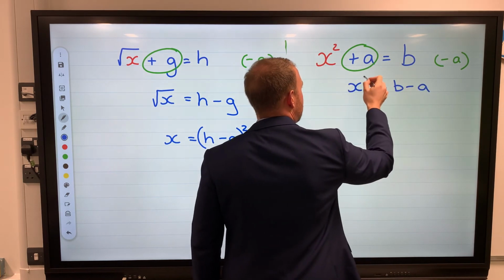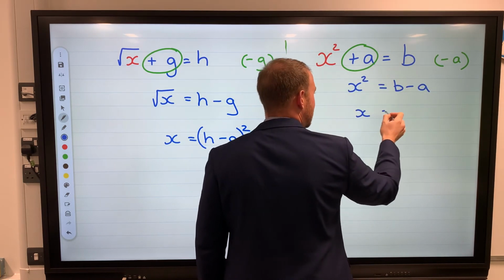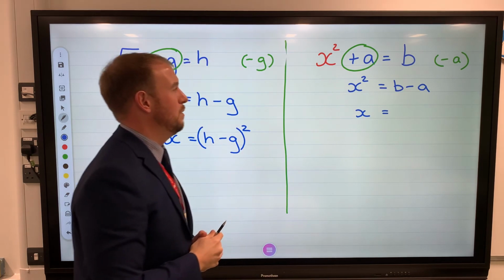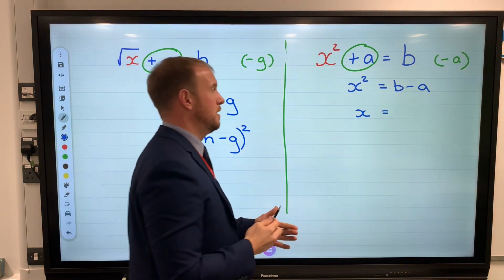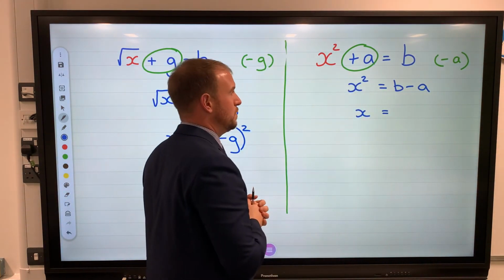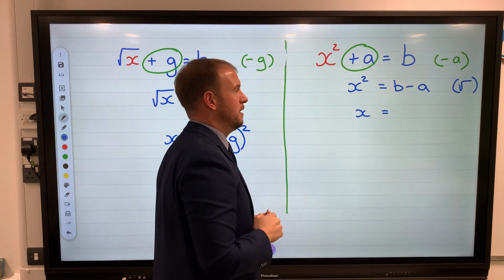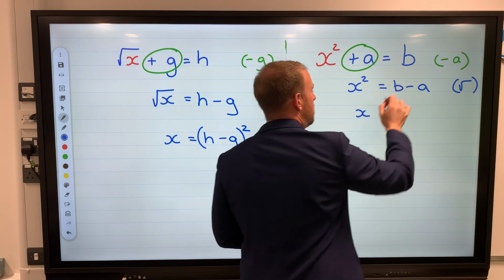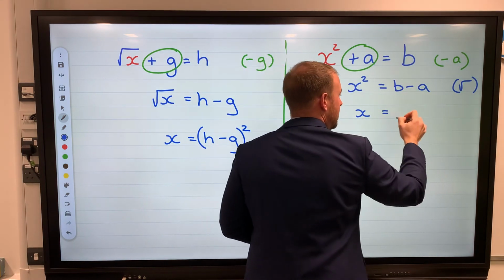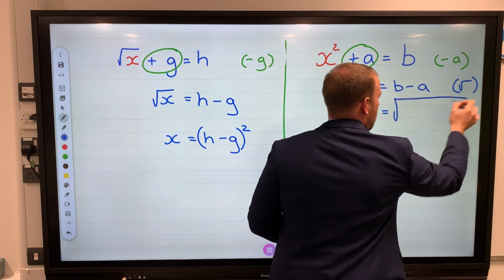On this side, we have x squared, but I don't want x squared. I want the inverse operation. Inverse of squared is square root. That will give me x by itself. But it's not just the square root of b or the square root of a. It is the square root of all of it.